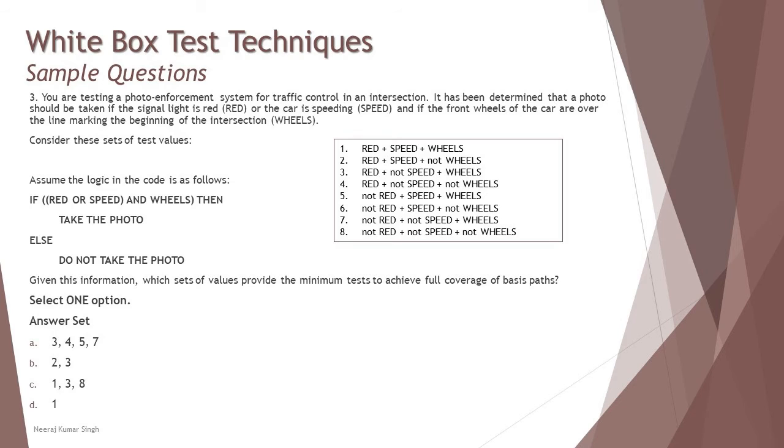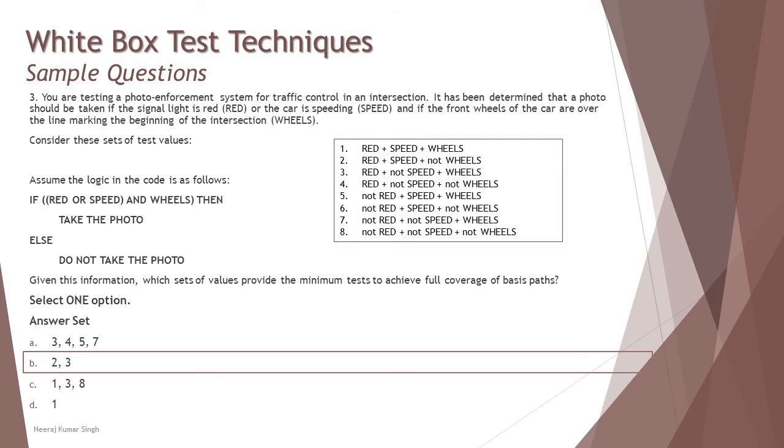For example, look at true, red plus speed plus not wheels. That's one thing which we need to capture, and if you change the condition the other way around, that means red plus not speed plus wheels, it will still take the screenshot. So that's how you select the right output, and from the given options the right answer is B. 2 and 3 will be the set of test cases required for full coverage of basis path.